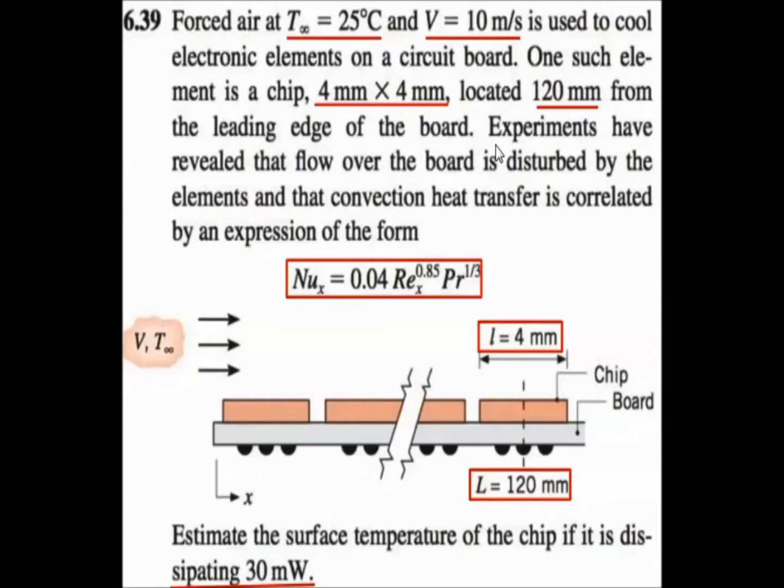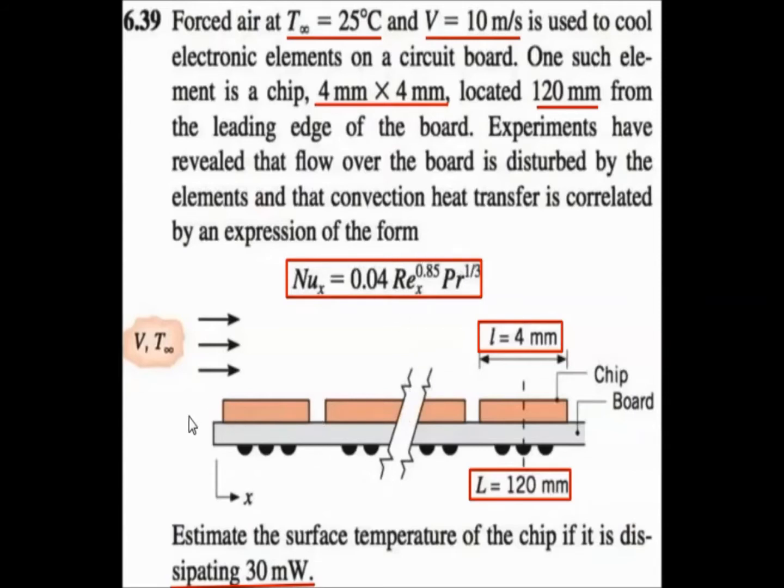the board. Now, experiments have revealed that flow over the board is disturbed by the elements and that convection heat transfer is correlated by an expression of the form shown here. So we have Nu sub x equal to 0.04 Reynolds number sub x to the 0.85 times our Prandtl number to the 1/3. So this is our expression here.